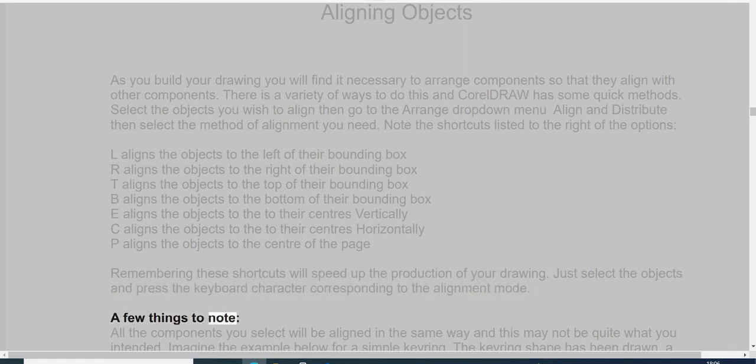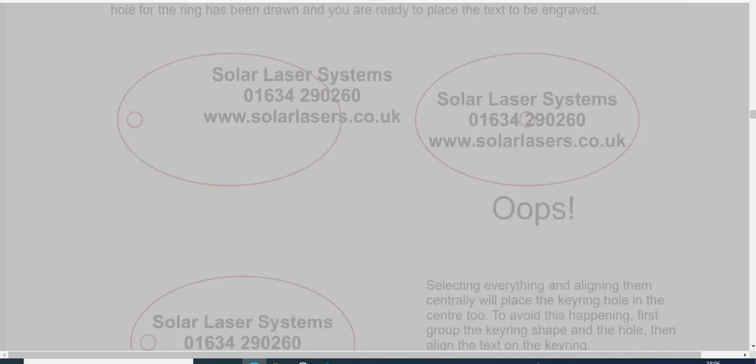A few things to note: all the components you select will be aligned in the same way, and this may not be quite what you intended. Imagine the example below for a simple keyring. The keyring shape has been drawn, a hole for the ring has been drawn, and you are ready to place the text to be engraved.